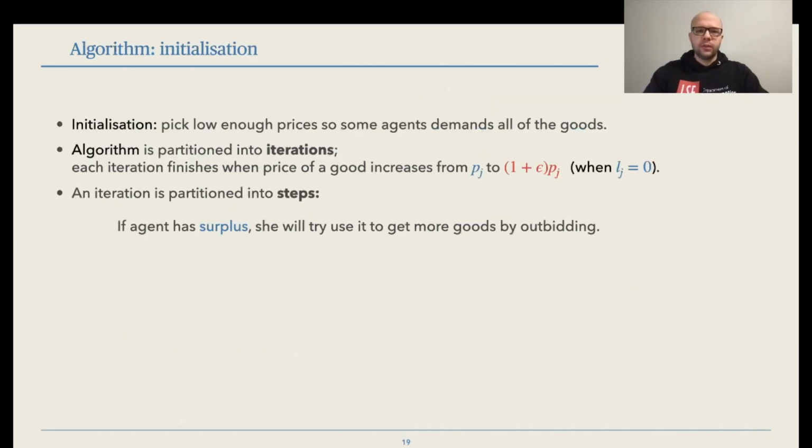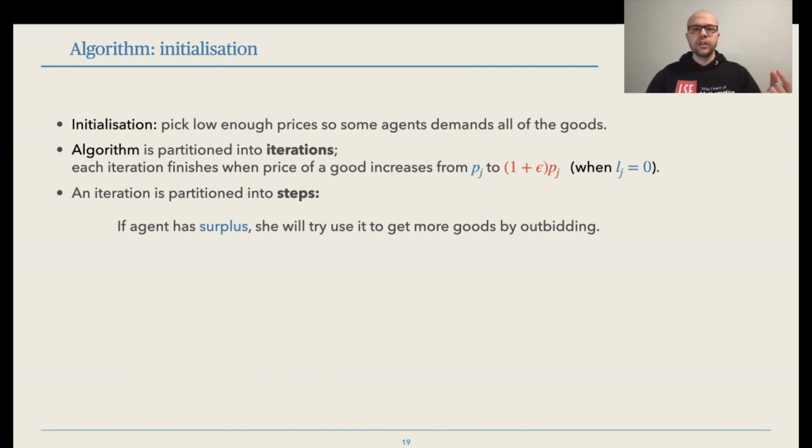So the algorithm works as follows. At the initialization, we will simply pick low enough prices such that some agents demand all of the goods. We can think that there is just one agent and we set the price low enough, and then this agent takes all of the goods. And this will take care of the invariant that all the goods are sold throughout. Then the algorithm is further partitioned into iterations. And an iteration measures the time that it takes for one good to increase its price from P_j, the low price, to the high price (1 plus epsilon) P_j.